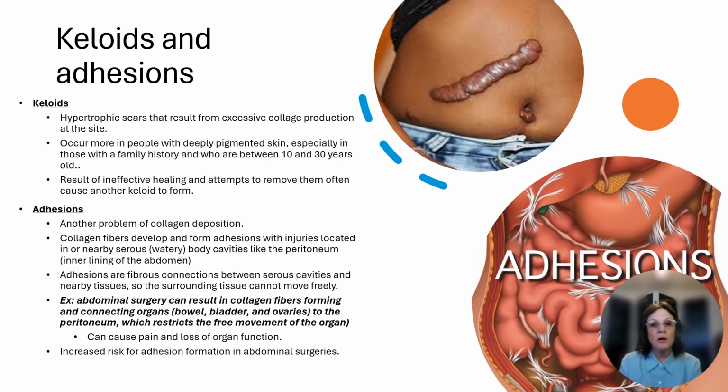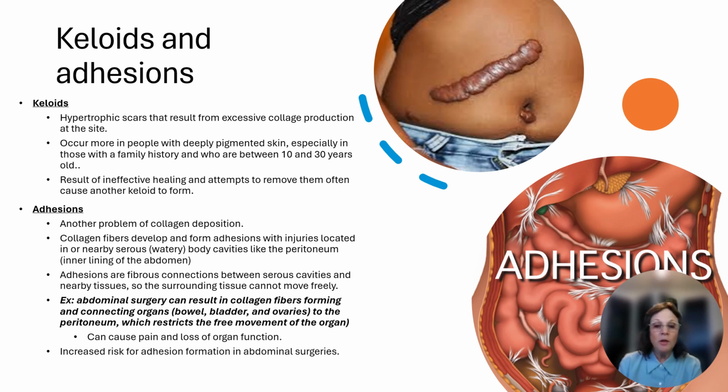Keloids and adhesions are other complications that can happen. Keloids are hypertrophic areas that are like a scar. You see that here in the first circle. And this happens because there's too much collagen being produced at that site. We do see this more often happening in people that have deeply pigmented skin or darker skin, and it also tends to run in families. It is a result of ineffective healing, and unfortunately, when we try to take these scars off, it just causes another injury, so it causes more keloids to form. So taking them off doesn't work.